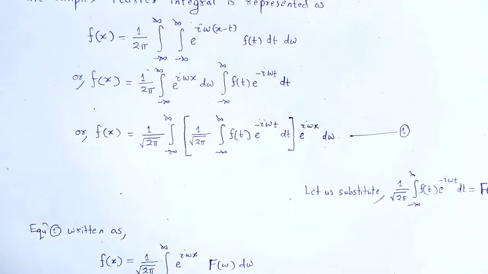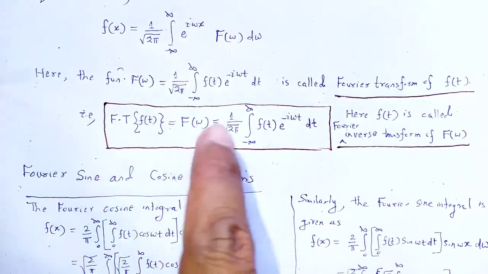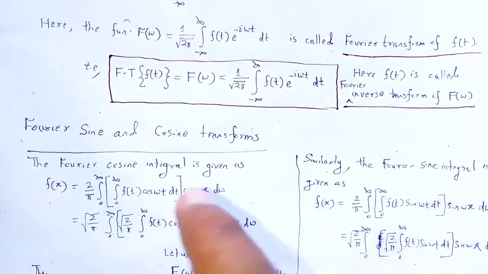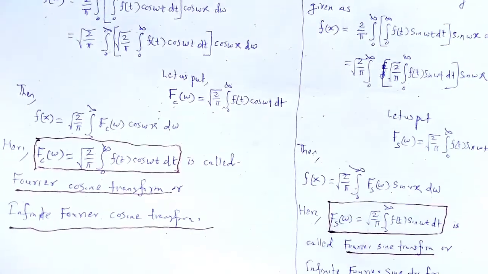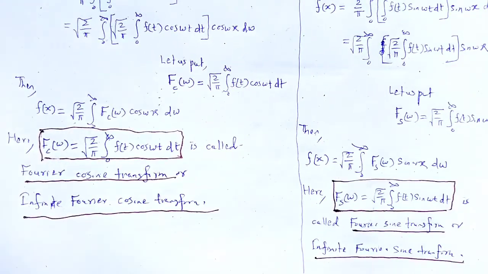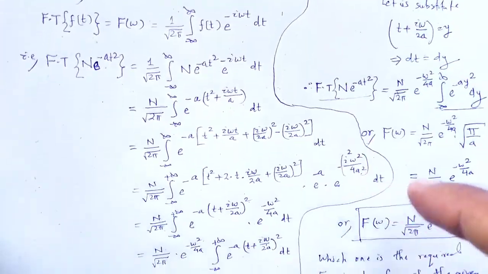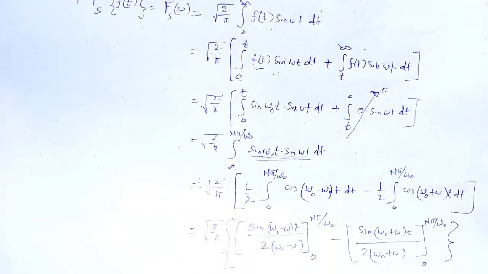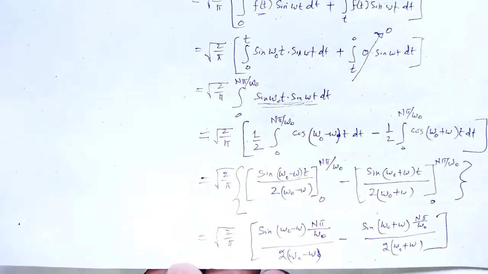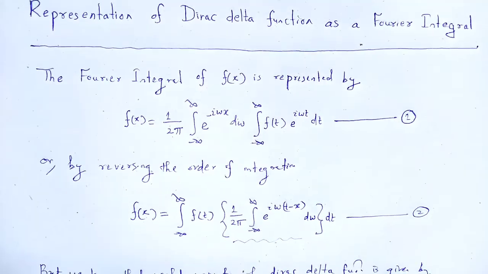So, with the help of this video lecture, you understand the concept of Fourier transforms, Fourier transform of a given function, Fourier sine and cosine transforms, examples of Fourier transforms for Gaussian distribution function and finite wave train function, and representation of Dirac delta function as a Fourier integral.